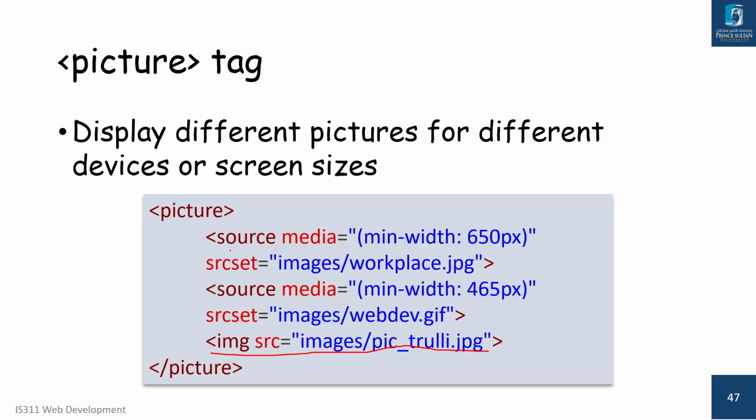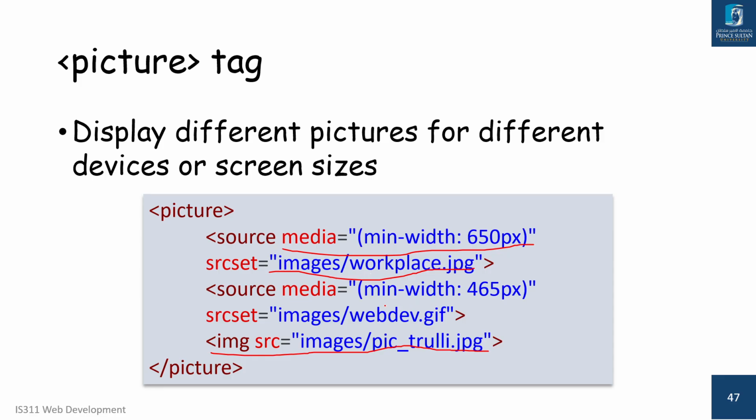And then inside the source, we are saying that if the media, meaning the screen on which we want to display our page, has a minimum width of 650 pixels, then show this image. So for all the screens where the minimum width is 650 or more, show this image. We are just putting an if condition.